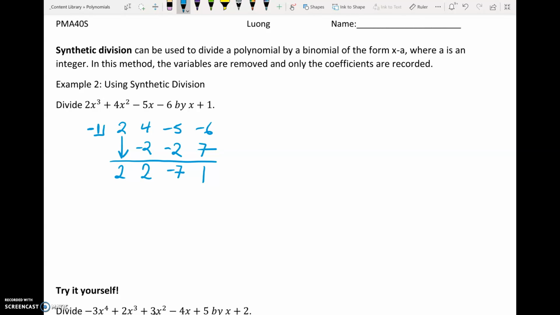So these coefficients that you have here are your new coefficients for a new polynomial. And we're going to start with a power lower than what you started with. So instead of saying x cubed, we're going to start with x squared instead. So this is the coefficient for x squared, so 2x squared. Then your next one is 2x. Then your next one is negative 7. This last number here is your remainder.